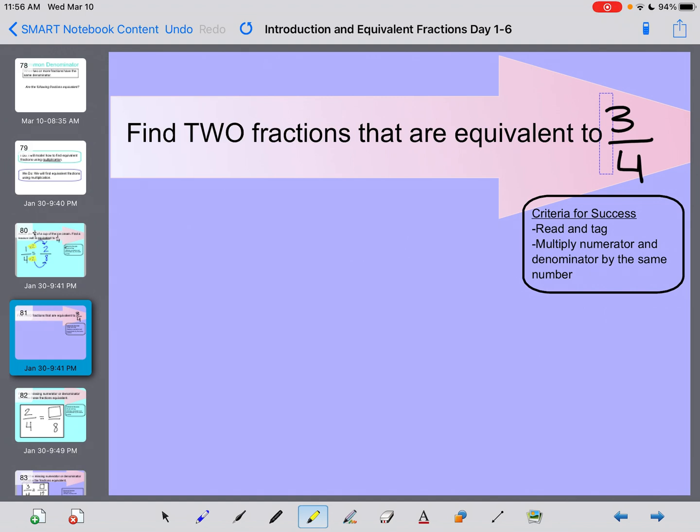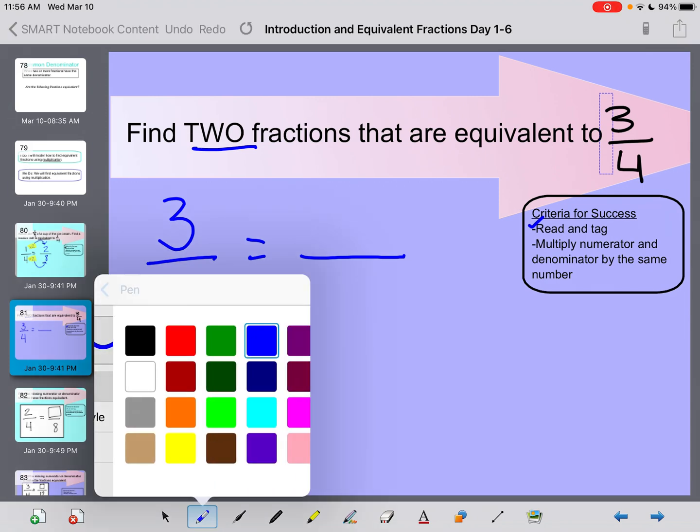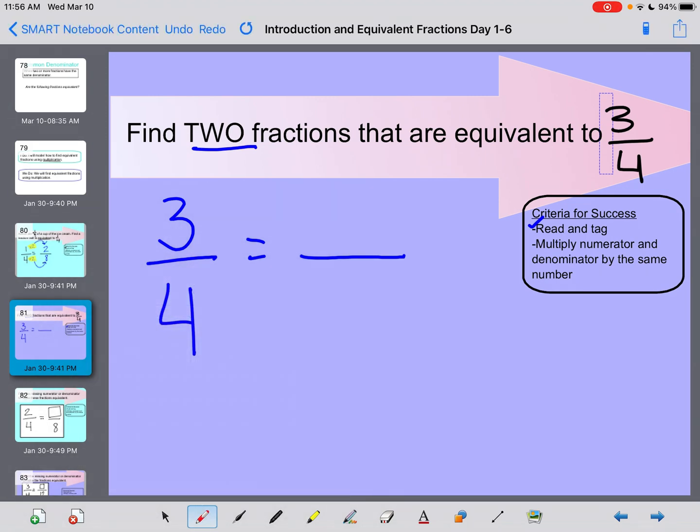This question says find two fractions that are equivalent to 3/4. Okay, so I'm going to set up 3/4. And again, like my previous problem, I need to multiply the numerator and the denominator by the same number. Okay, I'm going to multiply my numerator. Let's see, I'll do times 3.